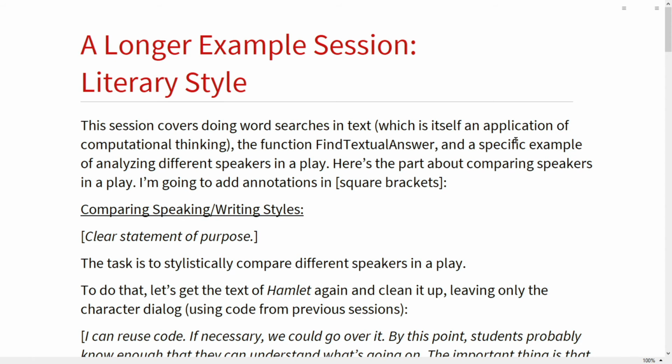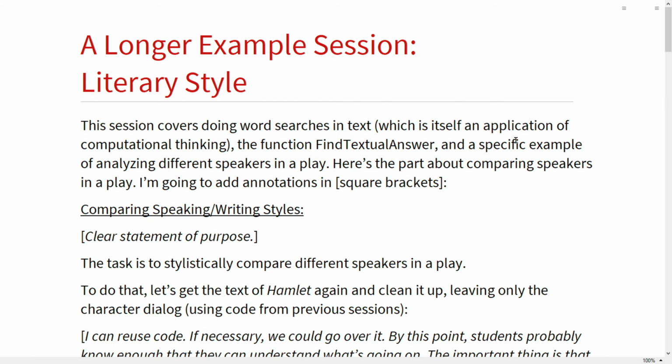And here's another example. Literary style analysis, so comparing two different pieces of text. I have an excerpt here from that session. The first part I cover is FindTextualAnswer, which is a nice big machine learning function, and then I also mention doing a word search in a text. That's something that you wouldn't necessarily think of doing with the Wolfram language, but it is a computational idea. It's a computational approach to looking at a text, and even making that connection is useful to make.